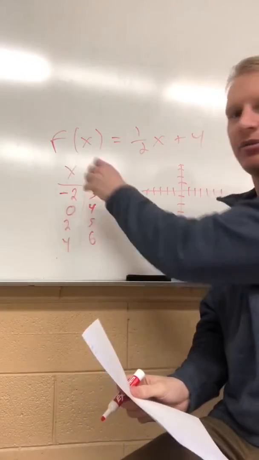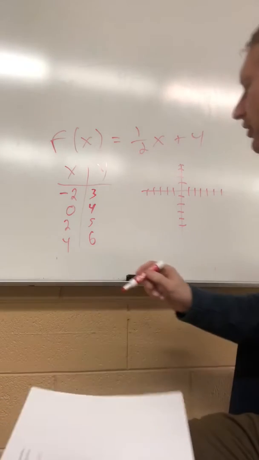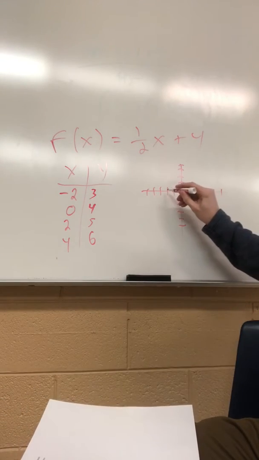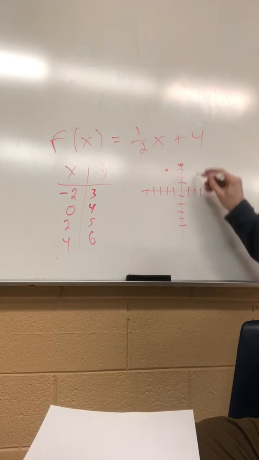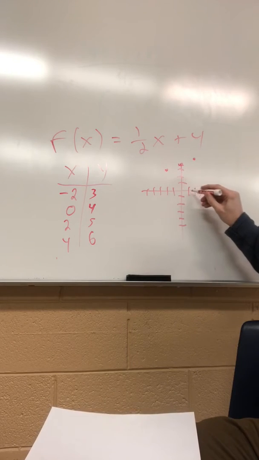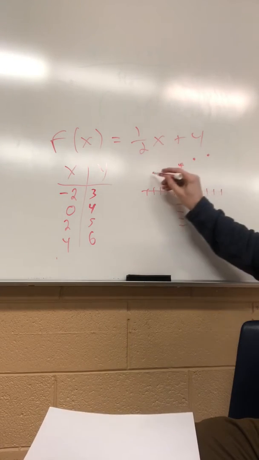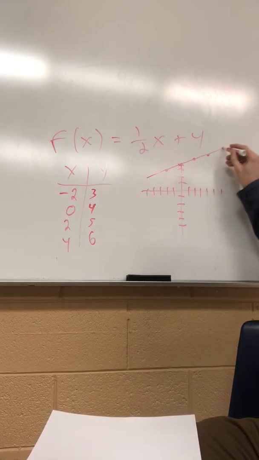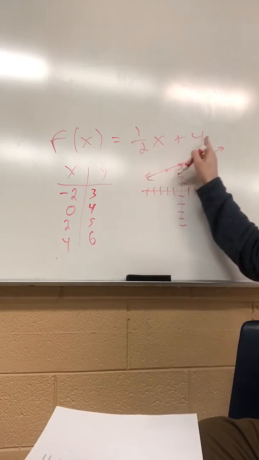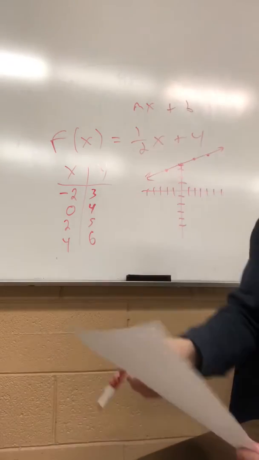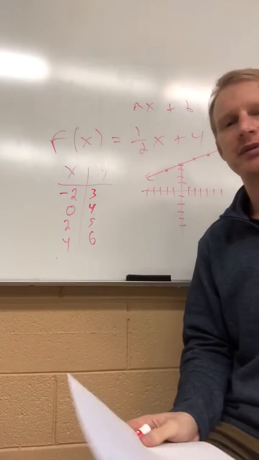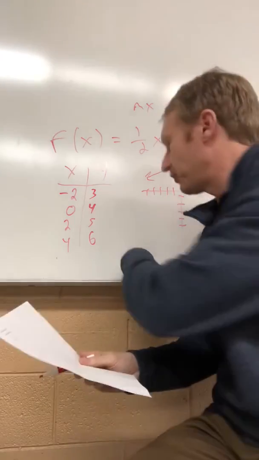And we have our table of values. Now plot those points and connect the dots. (-2, 3), (0, 4), (2, 5), and (4, 6). And we can see we have a line. And we know it's going to be a line because it is in y equals mx plus b format. Okay? All right, so that takes us to number 2.